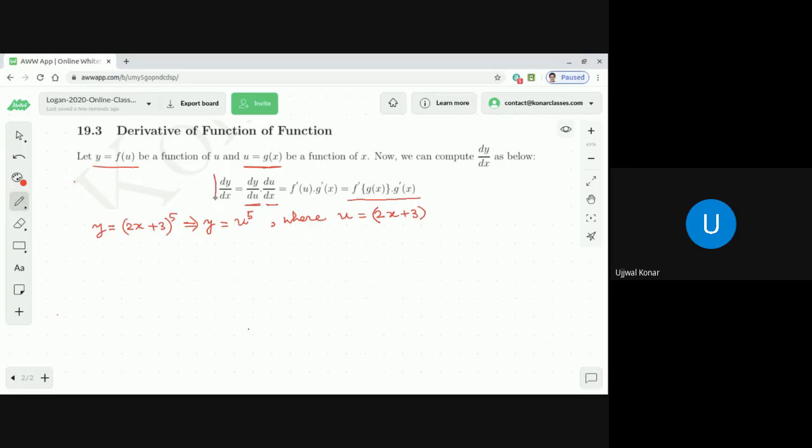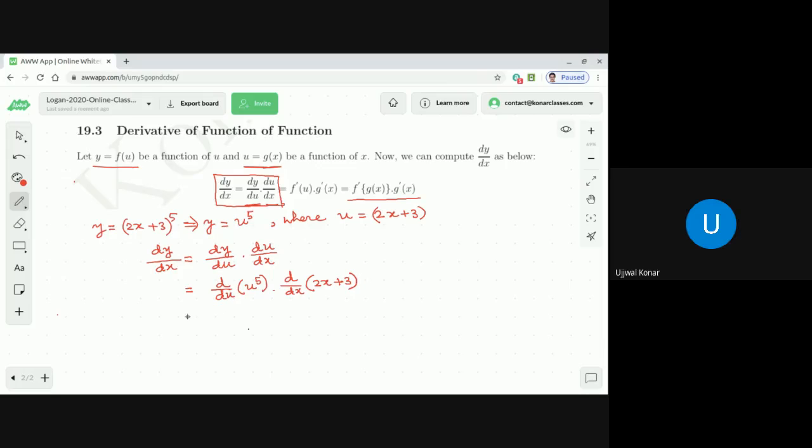Then how can we find dy/dx? By using this rule as we just learned, dy/du into du/dx. Let me show you how it is. So dy/dx is equal to dy/du into du/dx. So what is dy/du? dy/du is nothing but d/du of y. What is y? It is u power 5, into d/dx of u. What is u? It is 2x plus 3.